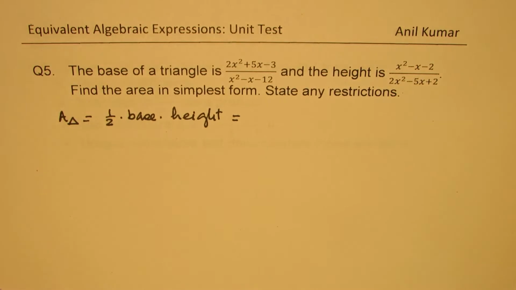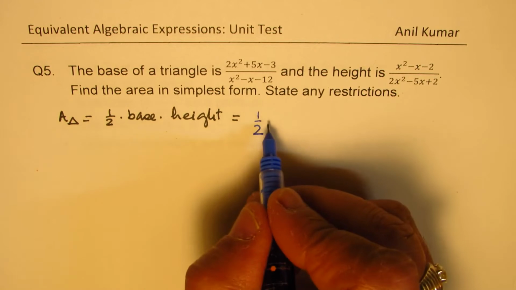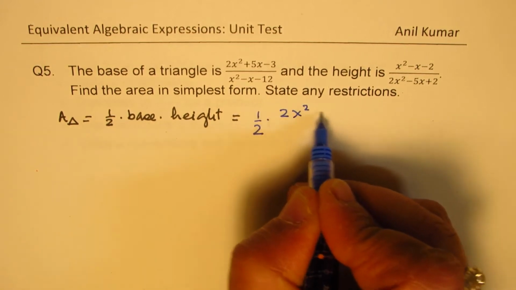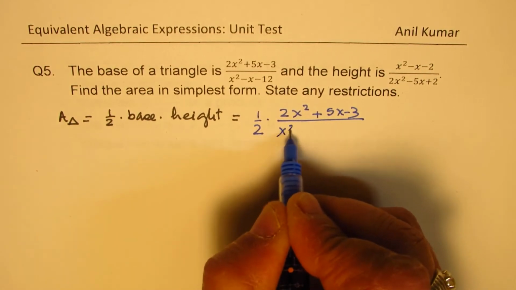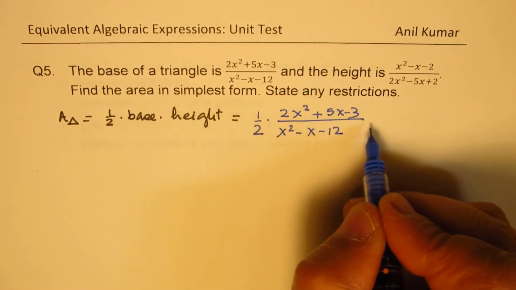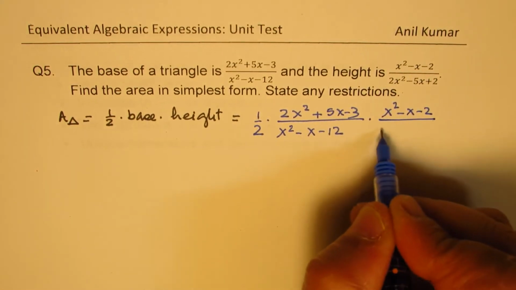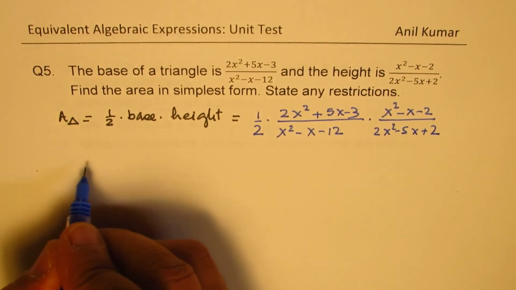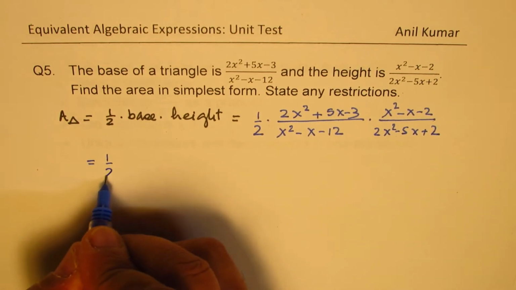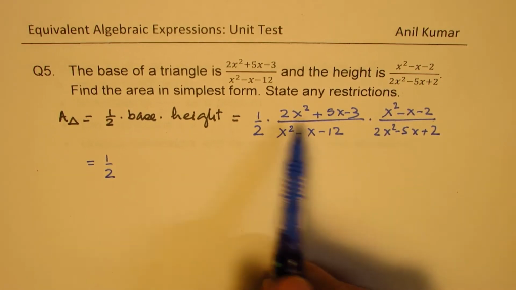So we could write this area as half of, so say base of the triangle is 2x squared plus 5x minus 3 over x squared minus x minus 12 times height, which is this expression, x squared minus x minus 2 over 2x squared minus 5x plus 2, correct? So now we need to factor this so that the common terms can be simplified. Now to factor, let's do these terms separately.